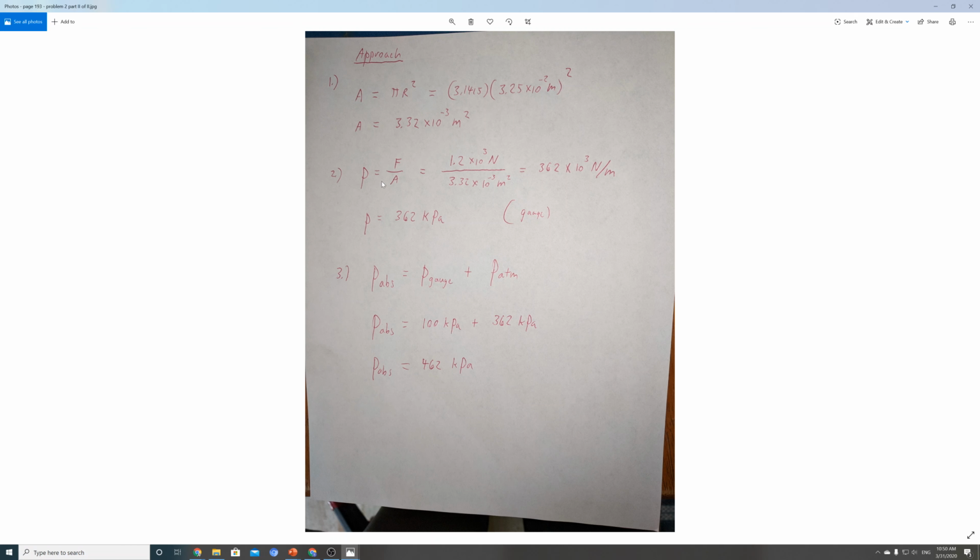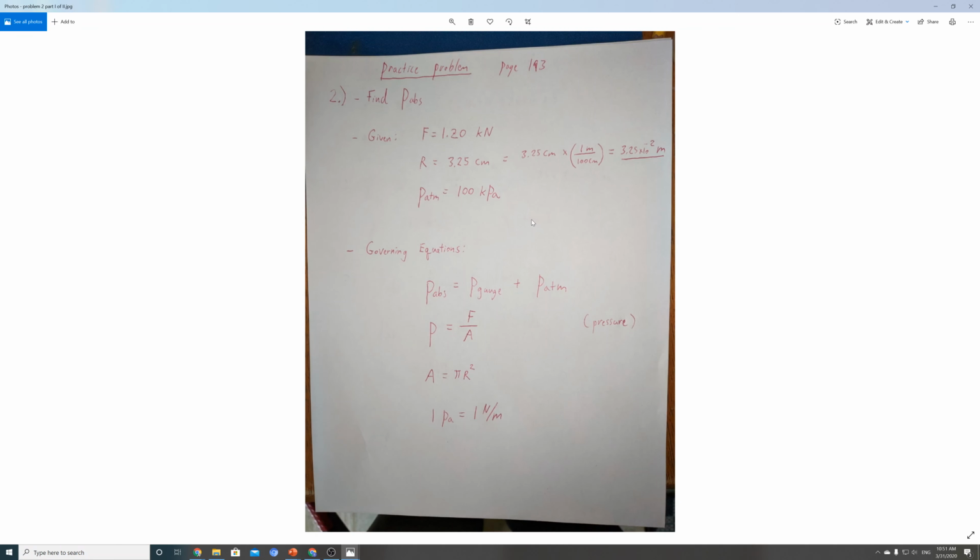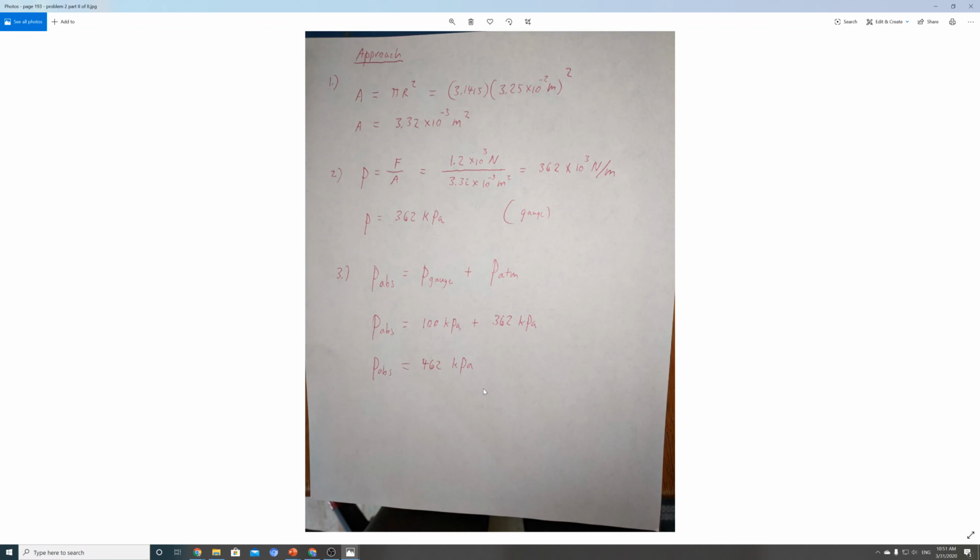Then we use that, and I convert it over to newtons and newtons per meter squared. I made a little mistake here. This should be squared, so make sure you have meters squared here. And that actually becomes 362 kPa. So, newton per meter squared. I forgot that right here. It should be newton per meter squared. Okay, so then we've got that. That's our gauge pressure, 362.